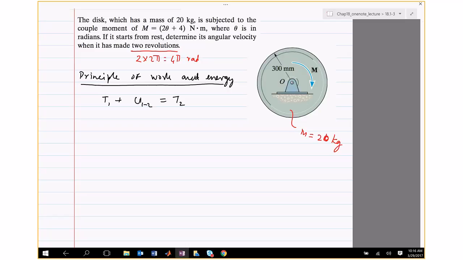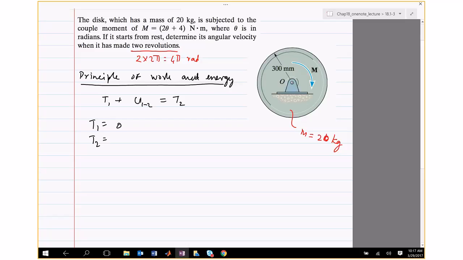Okay, and this is clearly a problem of rigid bodies. It's a disk. It has a radius and has a mass. It's not a particle. So let's try to find the kinetic energy. The initial kinetic energy is zero because the body starts from rest. We need to find the final kinetic energy.